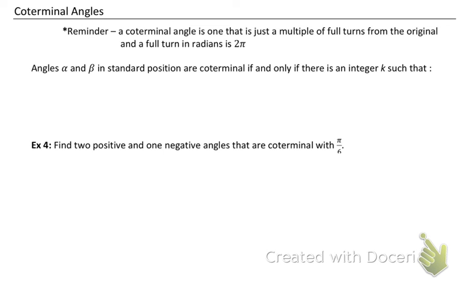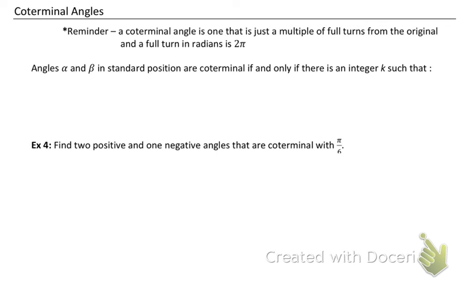Coterminal angles work just like degrees. However, in degrees I spin 360. For radians I spin 2 pi. So anytime we say 360 in degrees, you need to think 2 pi in radians. If I say 180 in degrees, you need to think pi in radians. So when we're looking for coterminal angles in radians, I'm looking for things that are 2 pi away from each other. Just like 360, but now it's 2 pi.